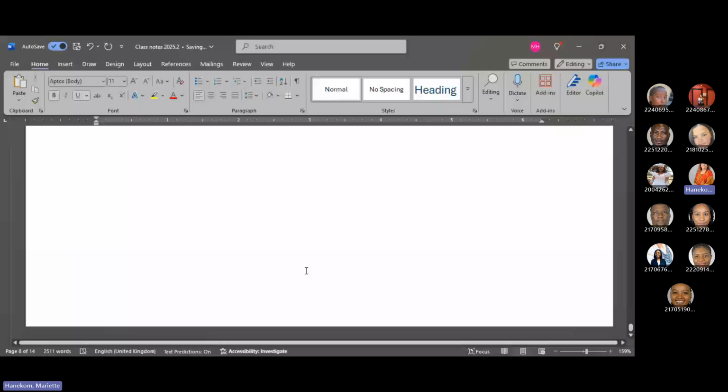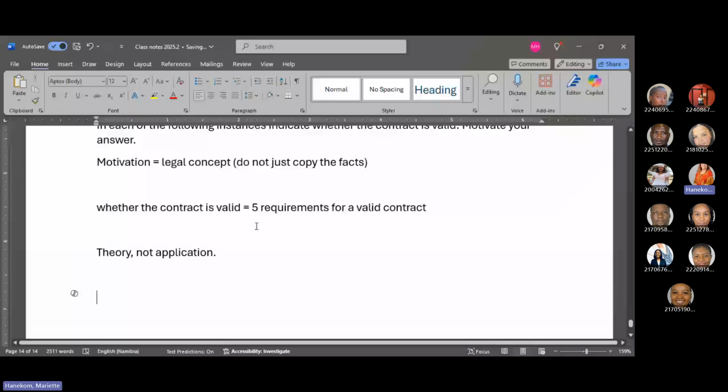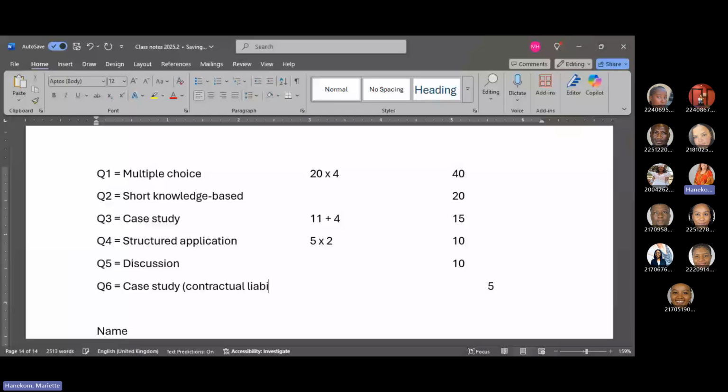And then our last question, question 6. I told you you're going to get this. You have been warned. Contractual liability of a partnership. I told you when we did that part of the work that this will definitely be in the exam, and I did not lie to you. It's very short and sweet.